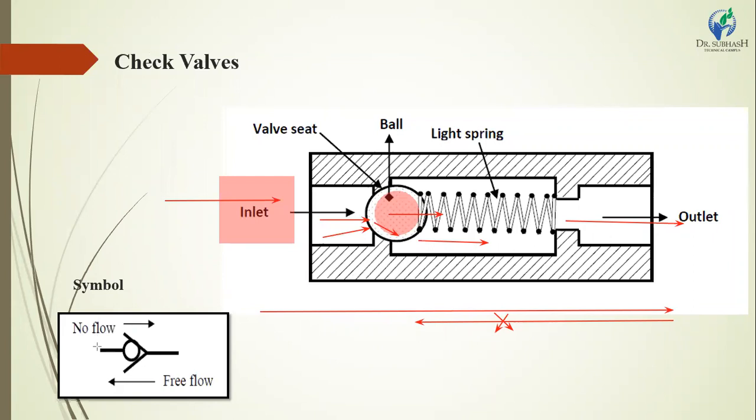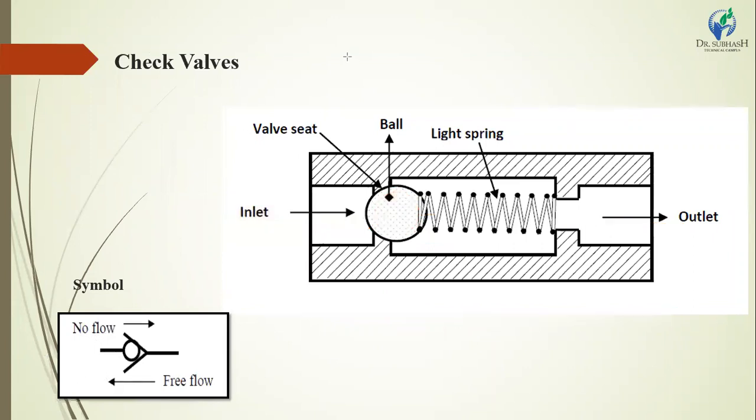This is the symbol of the check valve. This point is the outlet side. This is the ball, and this is the valve and valve seat. For the flow direction, you have to mention the flow arrow direction: no flow through the check valve, and this arrow direction shows the flow from inlet to outlet. The check valve can also be called an NRV, non return valve.